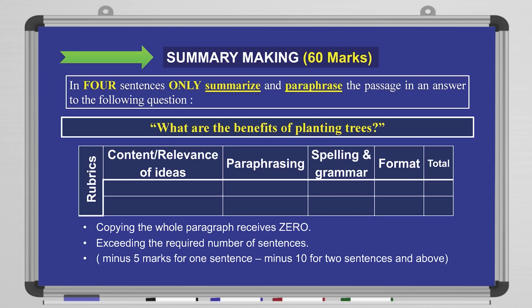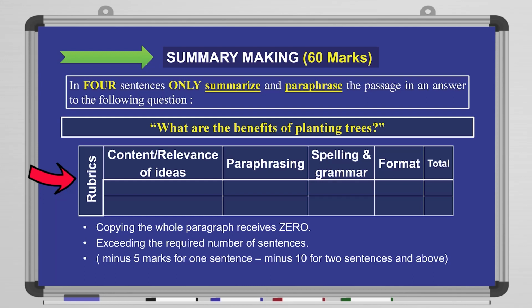Here we have a reading or a summary. Let's look at it together. In 4 sentences only, summarize and paraphrase the passage in an answer to the following question. What are the benefits of planting trees? So from the question, we understand there are benefits that we need to look for, and the benefits of planting trees. Before we go ahead to the text, let's look at the rubric very quickly.